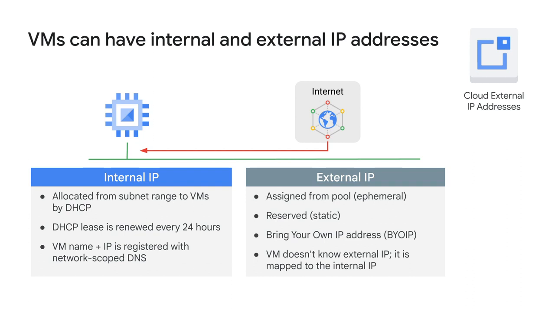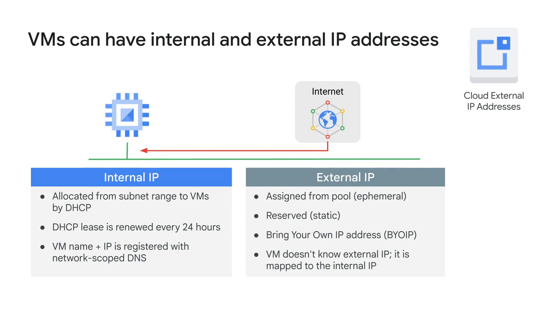The other IP address is the external IP address, but this one's optional. You can assign an external IP address if your device or machine is externally facing. That external IP address can be assigned from a pool, making it ephemeral, or it can be assigned from a reserved external IP address, making it static.